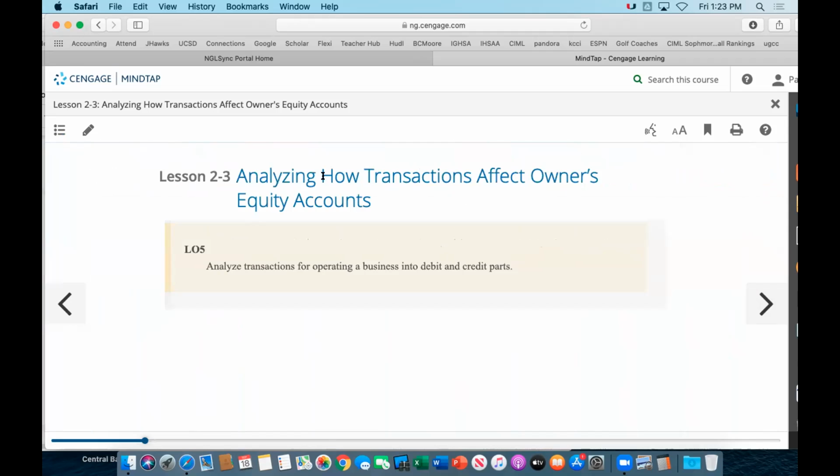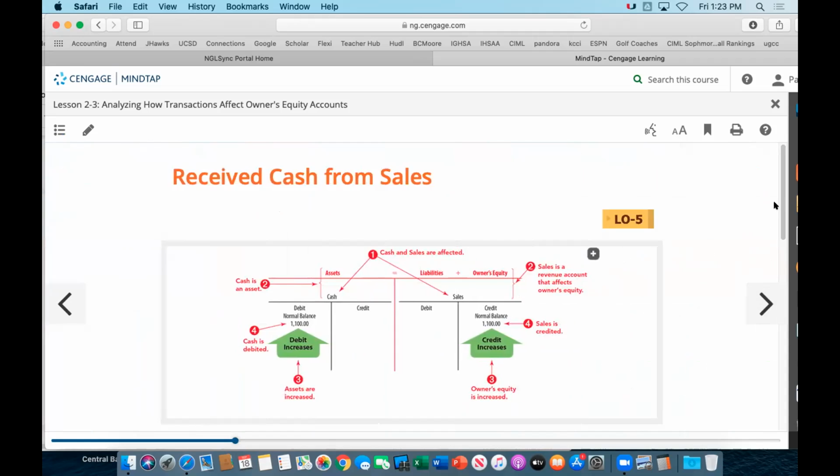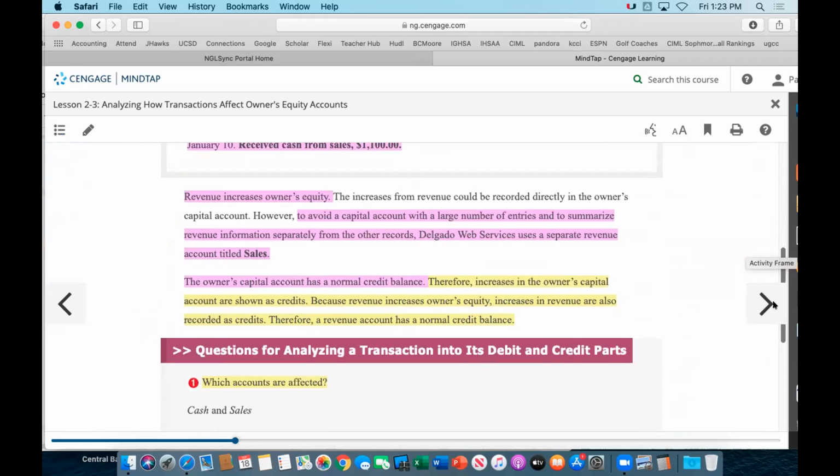So this says, how is it going to affect owner equity accounts? Those are the 4 owner's equity accounts. Let's go see. Receive cash from sales. Sales is this new account.